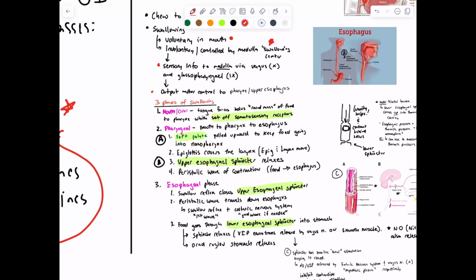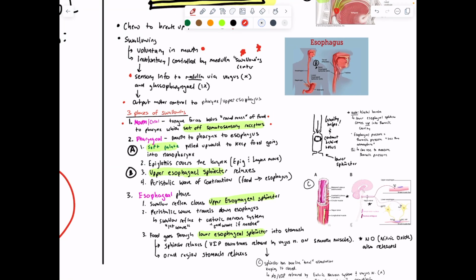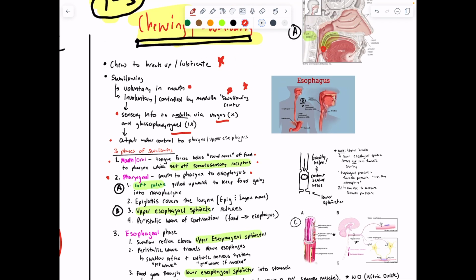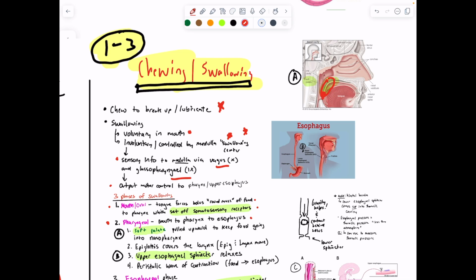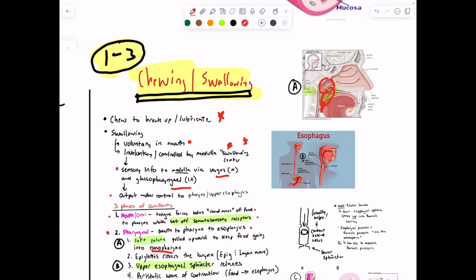once you get past the back of the mouth. So the 3 phases of swallowing, you have the mouth, or oral phase. The tongue forces the bolus, aka round mass of food, to the pharynx, which sets off somatosensory receptors, and then these will go up again to the medulla via the vagus nerve and glossopharyngeal nerve. Then once you're past the mouth into the pharynx, you have the pharyngeal phase, which is pharynx to esophagus, and in that phase, the soft palate is pulled upwards, so this part right here, the soft palate is pulled upwards to keep food from going into the nasopharynx, which is here, so it's pulled upwards to block that.